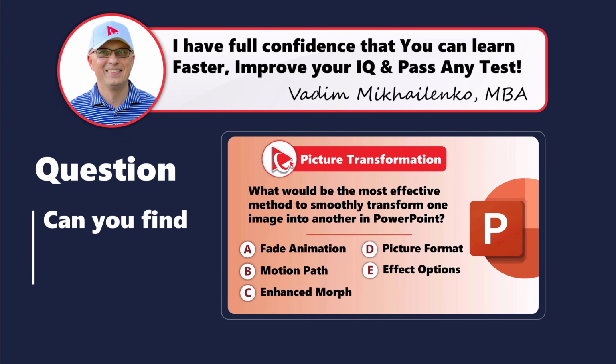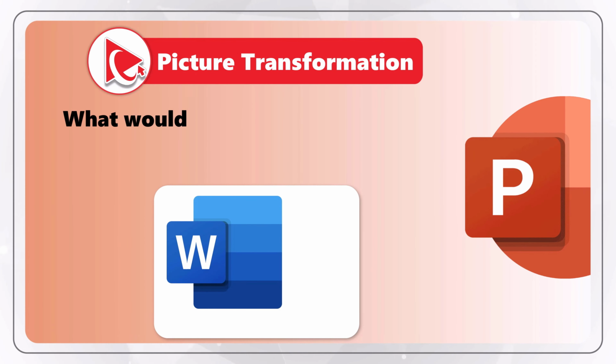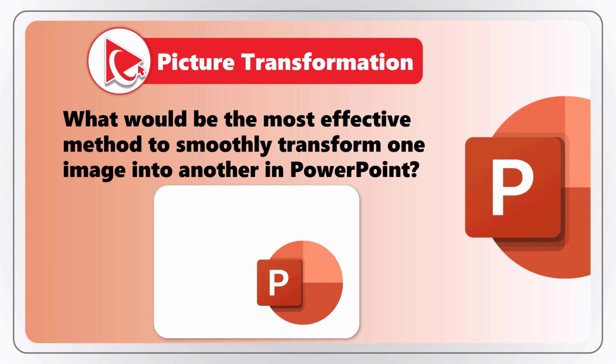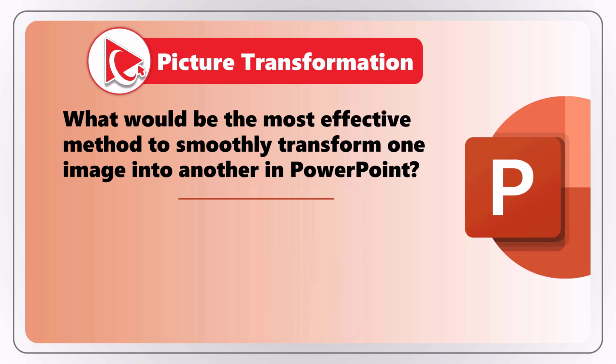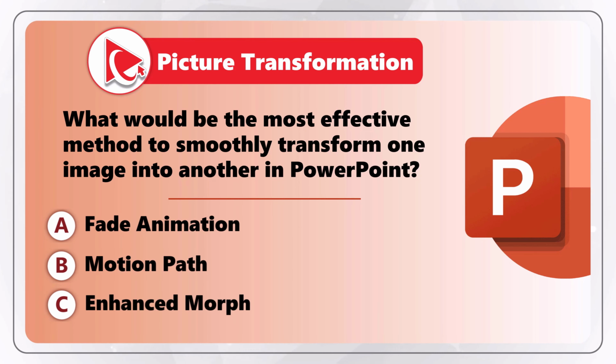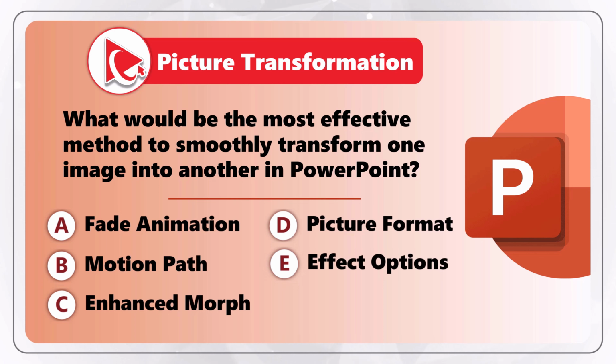Let's explore this cool and intellectually stimulating assessment test question together. You're presented with the picture, and you need to determine what would be the most effective method to accomplish this transformation in PowerPoint. You have 5 possible choices. Choice A, using fade animation. Choice B, using motion path. Choice C, using enhanced morph. Choice D, using picture format. And last but not least, choice E, using effect options. Take a close look to see if you can come up with the solution.